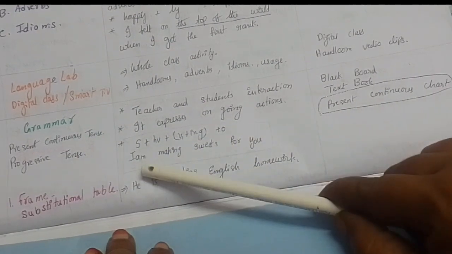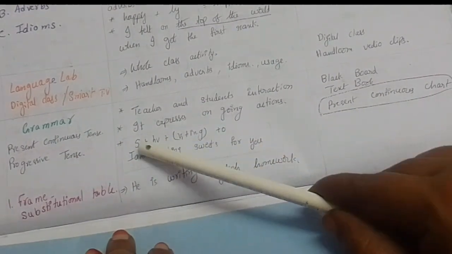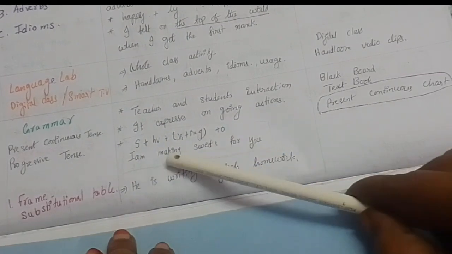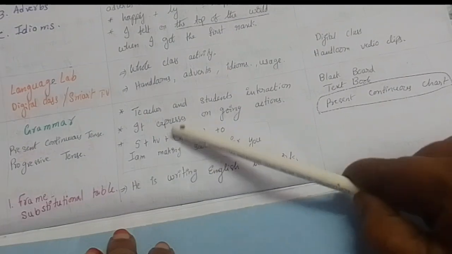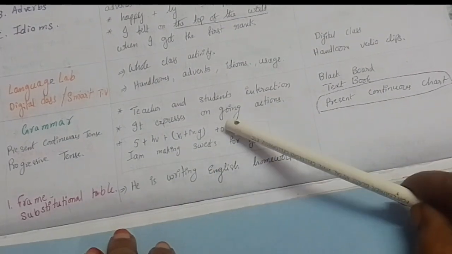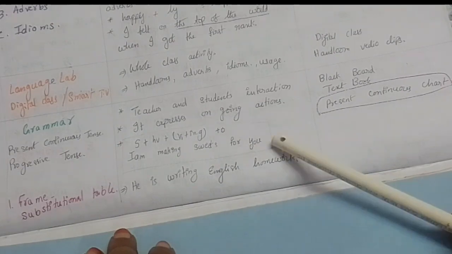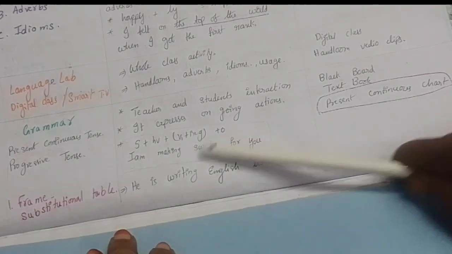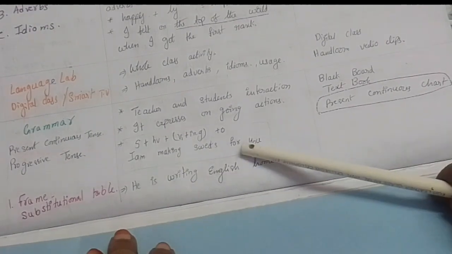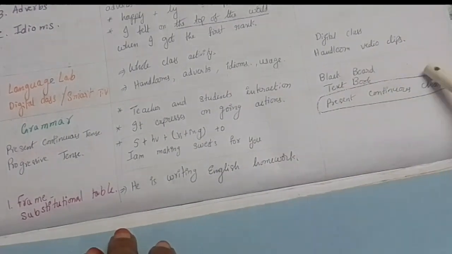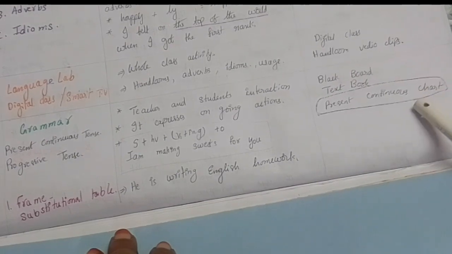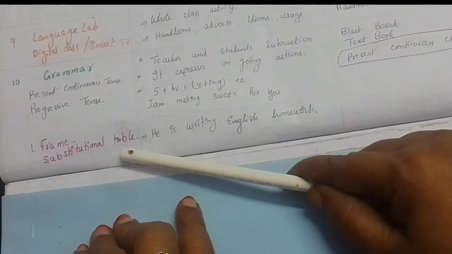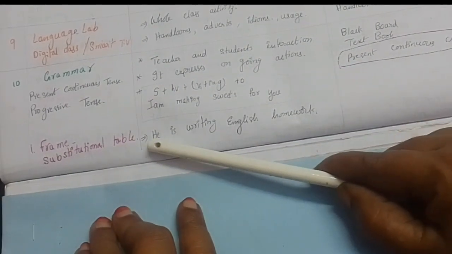For example, I am making sweets for you. I is the subject, am is the helping verb, make plus ing, that means base verb plus ing, making is the V1 plus ing, and object is the sweets. For you is an extra sentence. There is no need to bother about this extra sentence. I am making sweets for you. Okay, so it is the formula and we use the TLM blackboard, textbook and the chart of the present continuous tense. Okay, next, here we will frame the substitution table.